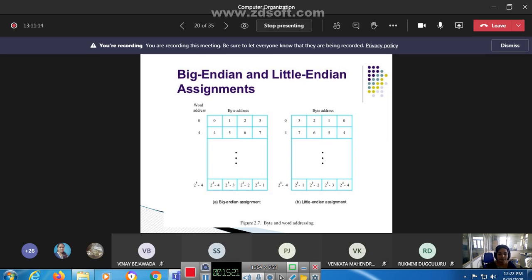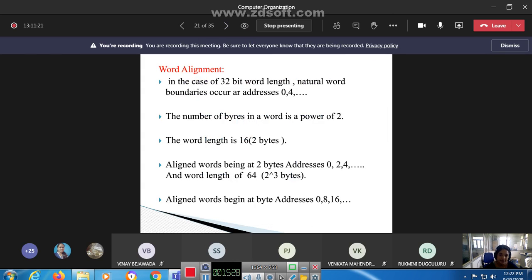Next, coming to word alignment. So how do we represent word alignment? In the case of a 32-bit word length, natural word boundaries occur at addresses 0, 4, 8, 12, 16, and so on. That is how we represent the boundaries of the word. The number of bytes in the word is a power of 2. Hence if the word length is 16 bits, that is 2 bytes.